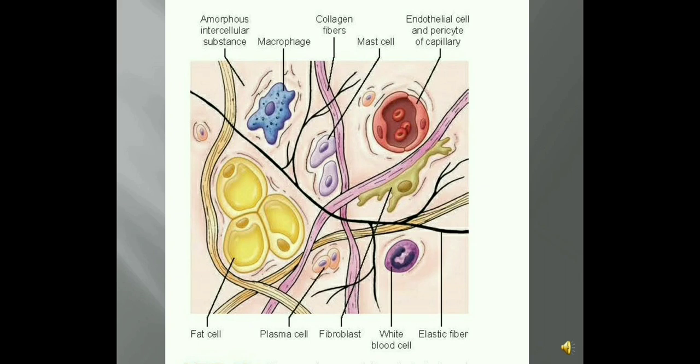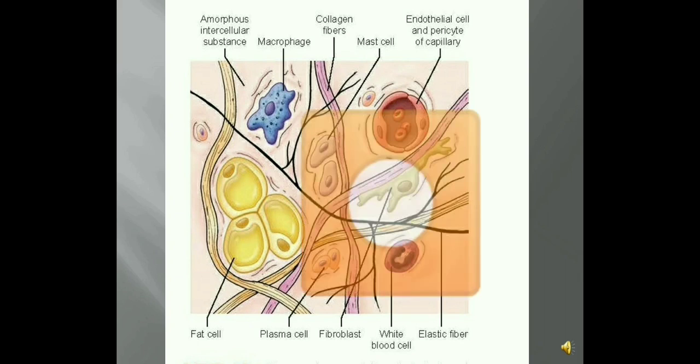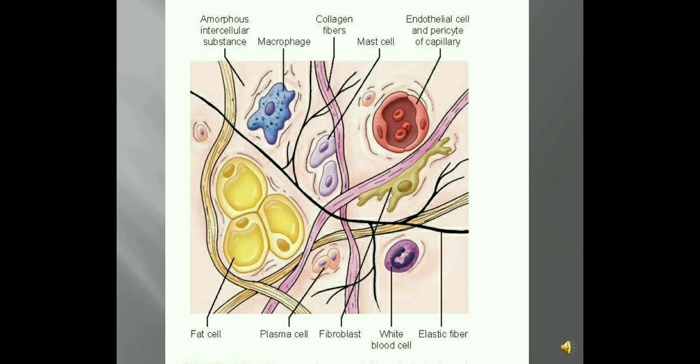Now if you see, this tissue contains four different types of cells. First one is a fibroblast cell. Fibroblasts are large flat cells having branching processes. They produce fibers as well as polysaccharides. They form the ground substance, or you can say matrix of the tissue.